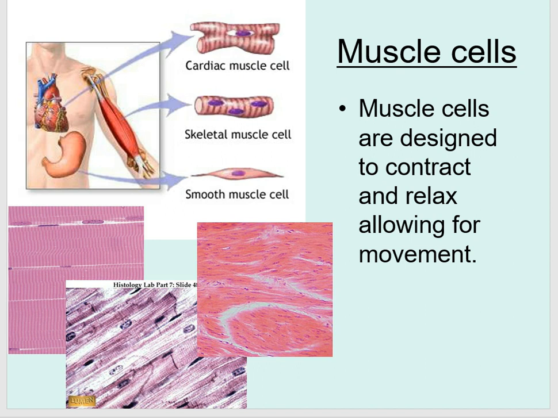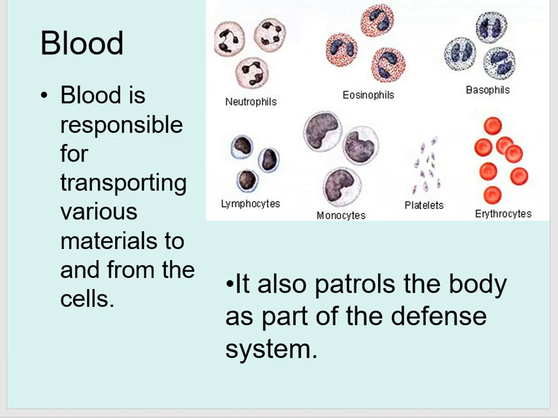Another example of differentiated cells from non-differentiated cells to begin with are blood cells. Blood cells are all going to be differentiated from the stem cells found in bone marrow, and those are going to be changing into various types of blood cells depending upon the needs of the body.